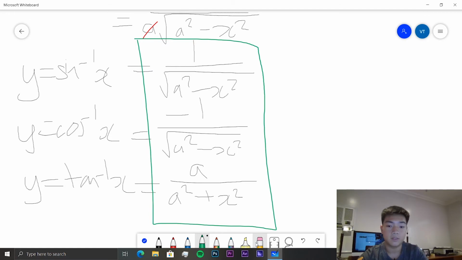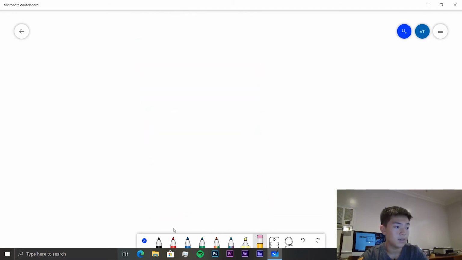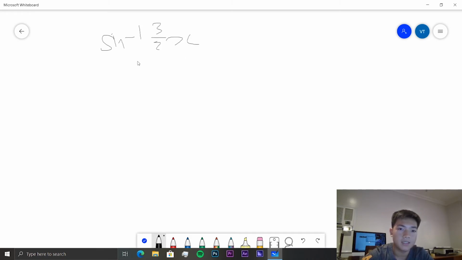So the first one is find the derivatives of the following. I'm going to do the even ones actually. So we have to find the derivative of arc sine of 3 over 2x. This isn't too hard. We can just chain rule this. We can say u is equal to 3 over 2x, and then this is dy over du times du over dx.